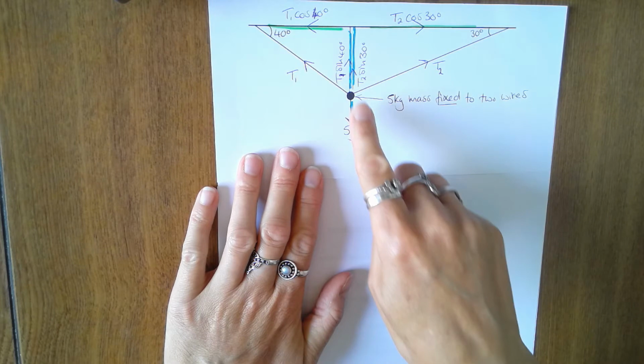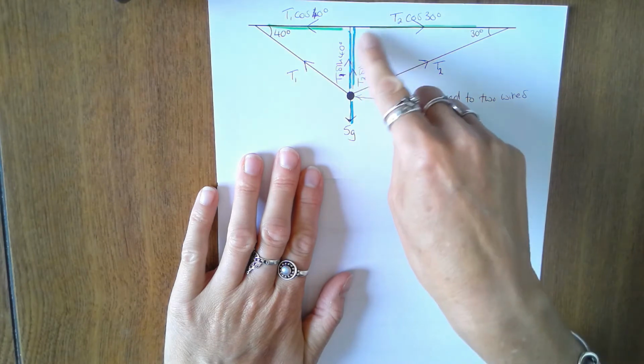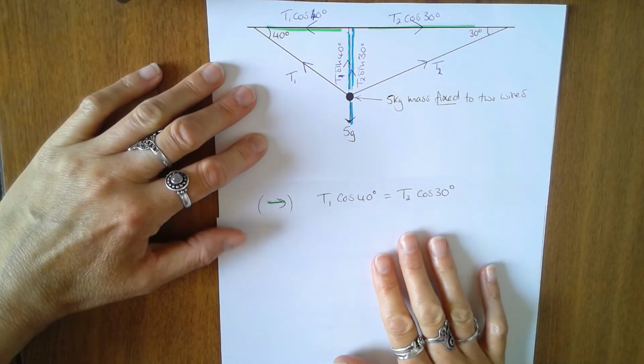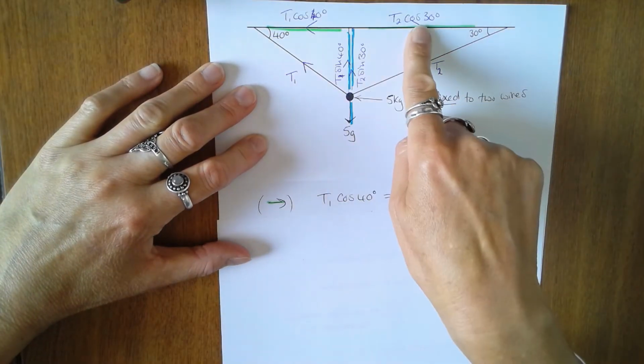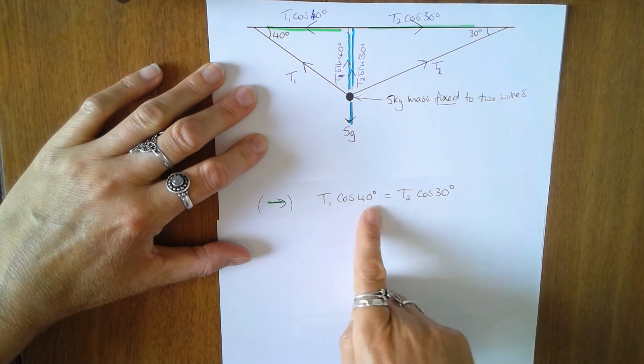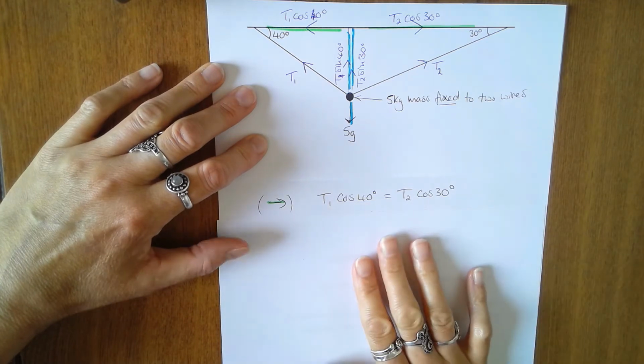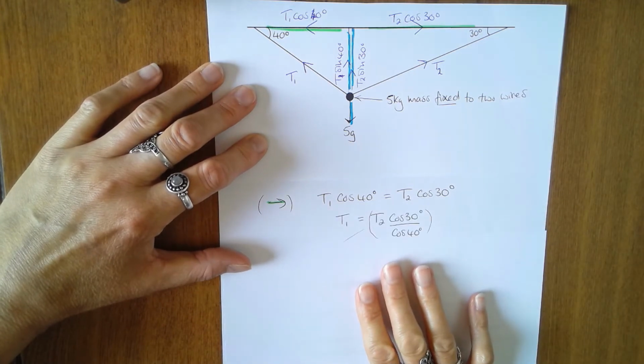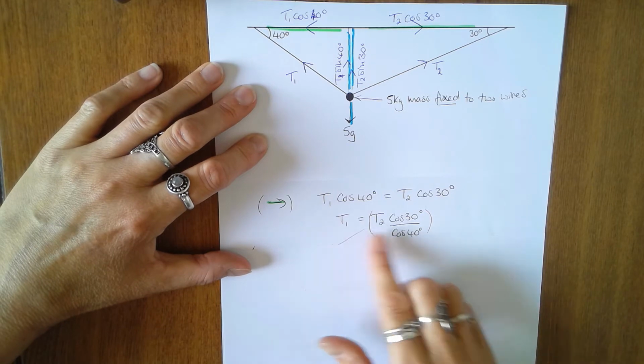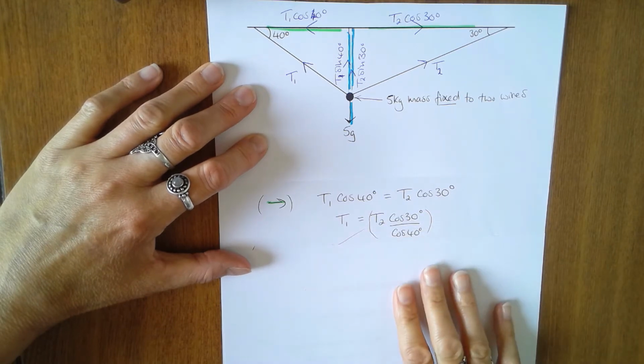I've resolved T1 into its vertical and horizontal components and done the same with T2. And now I'm going to set up some equations. So first of all, horizontally, there are only two forces, so they must balance each other. T1 cos 40 to the left, T2 cos 40 to the right. Rearranging that, I get an expression for T1 in terms of T2 and cos.